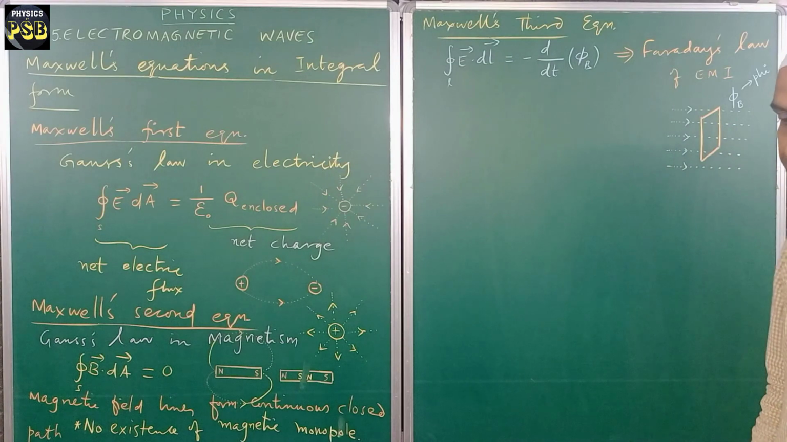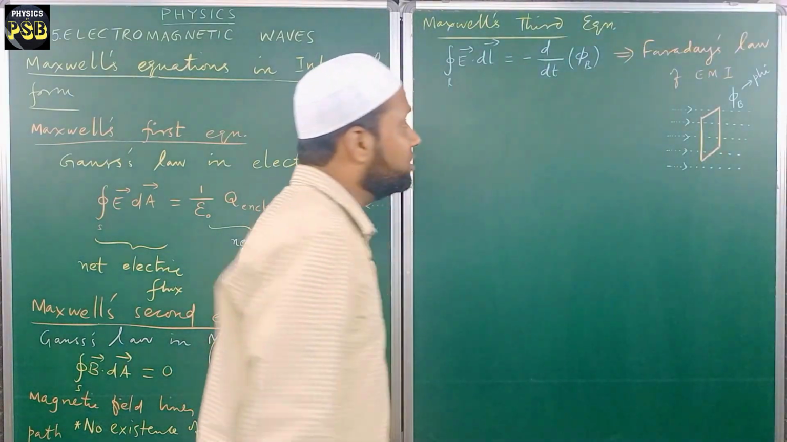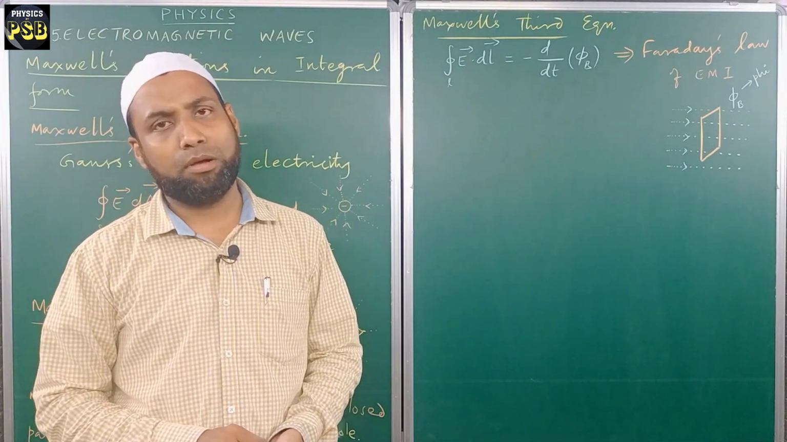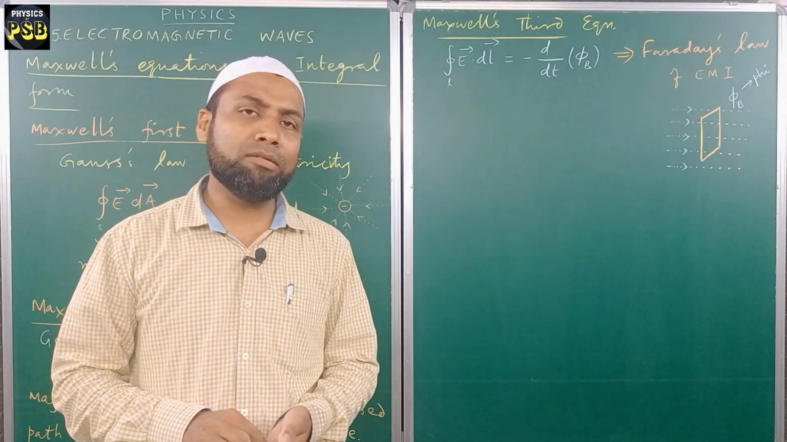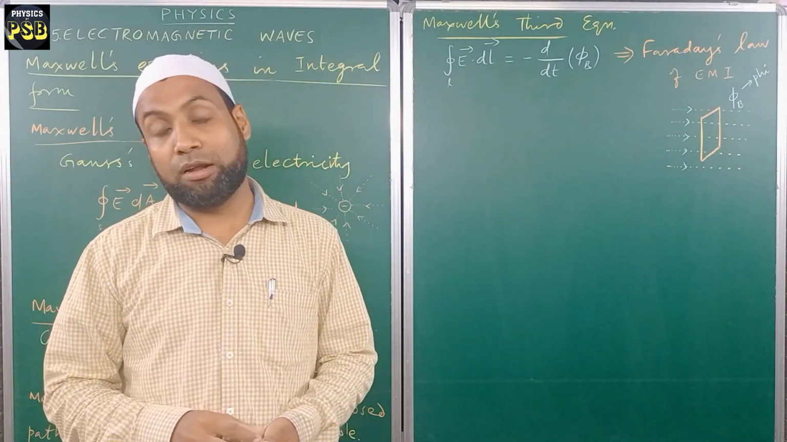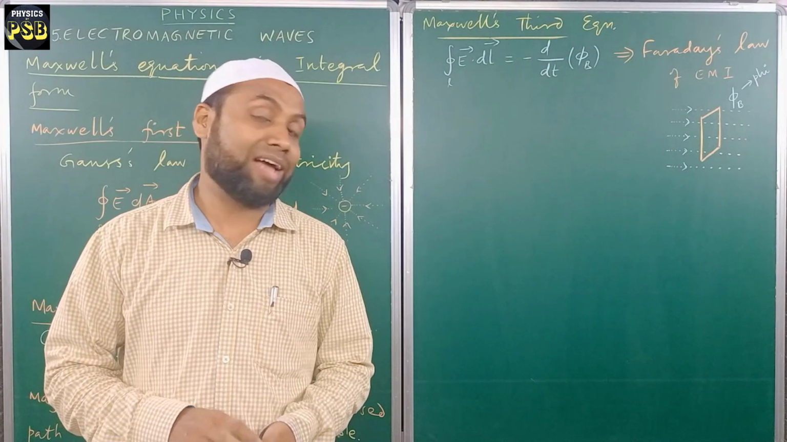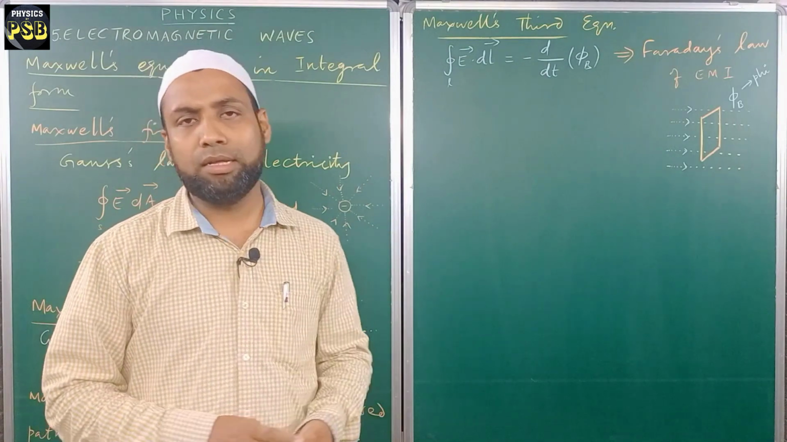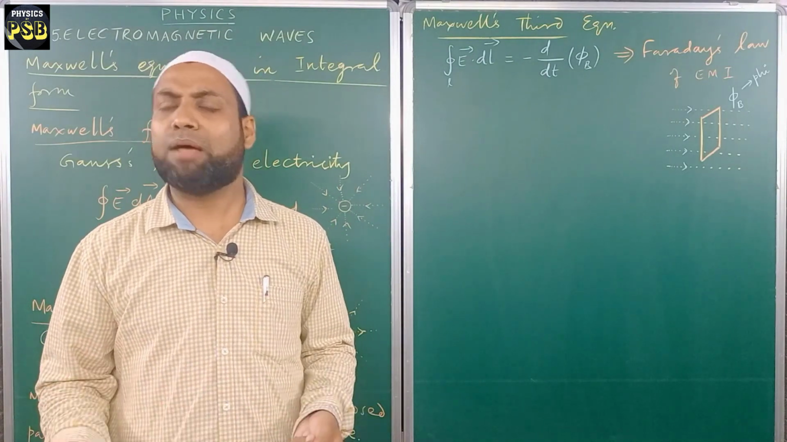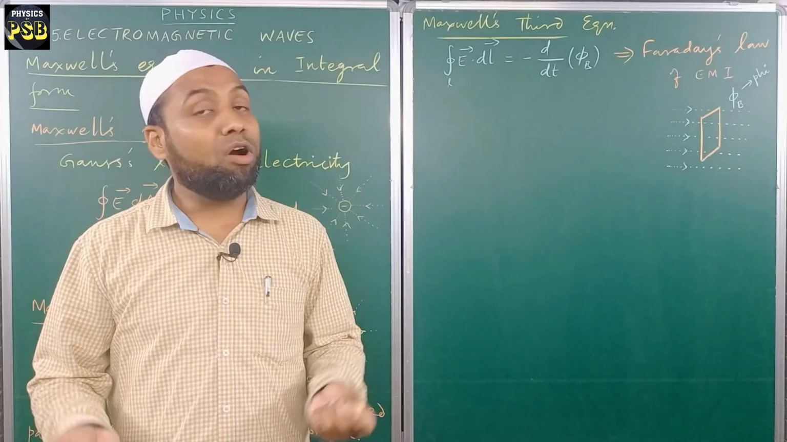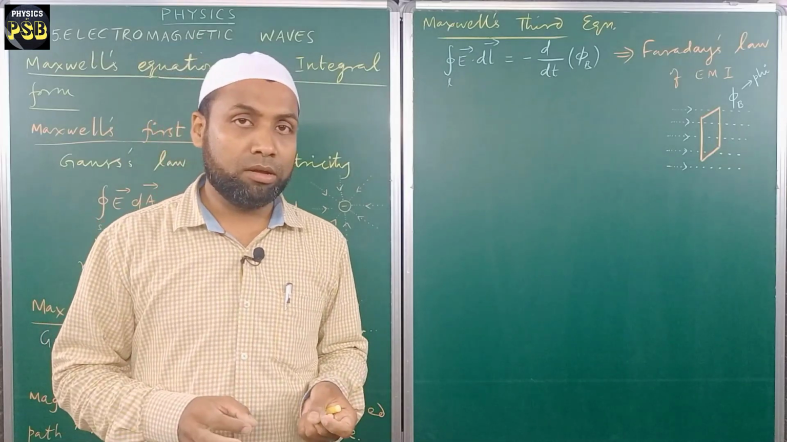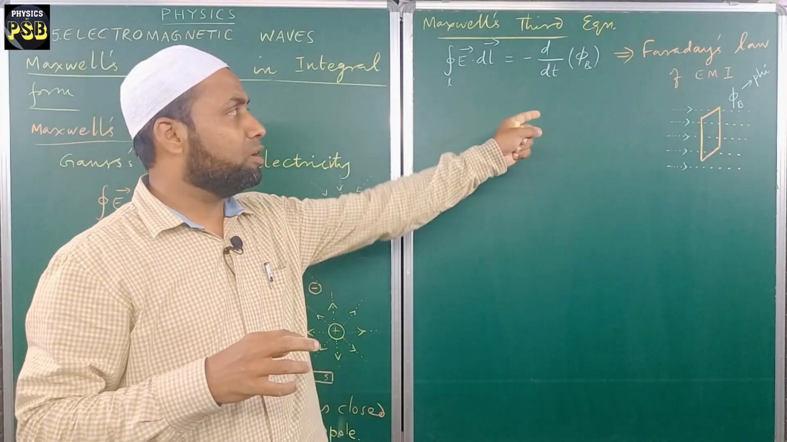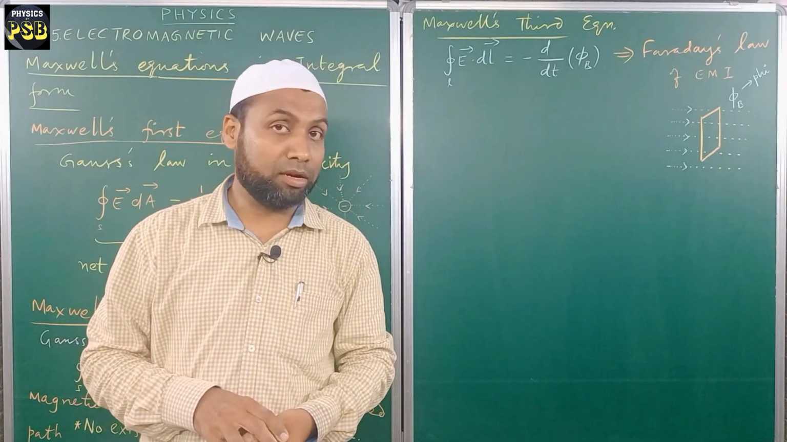Now, as I told you, Faraday's law of electromagnetic induction plays a very important role. It tells us how electric current can be generated by changing the magnetic flux. The working of a dynamo is based on this only. Dynamo is used everywhere. If you want to generate electricity by converting one form of energy into it, then you make use of Faraday's law of electromagnetic induction.